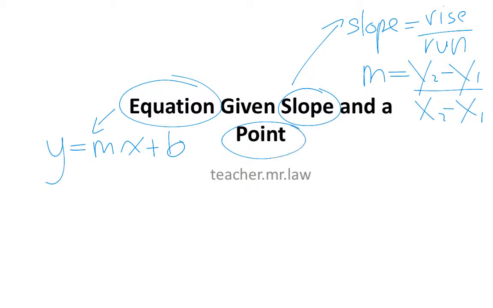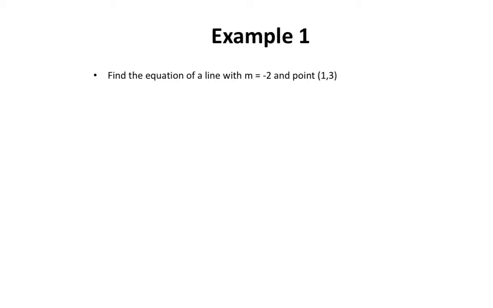And a point is also called a coordinate. It is made up of an x coordinate and a y coordinate. In our first example, we want to find the equation of a line given its slope and a point on the line. I'm going to circle the important pieces of information.